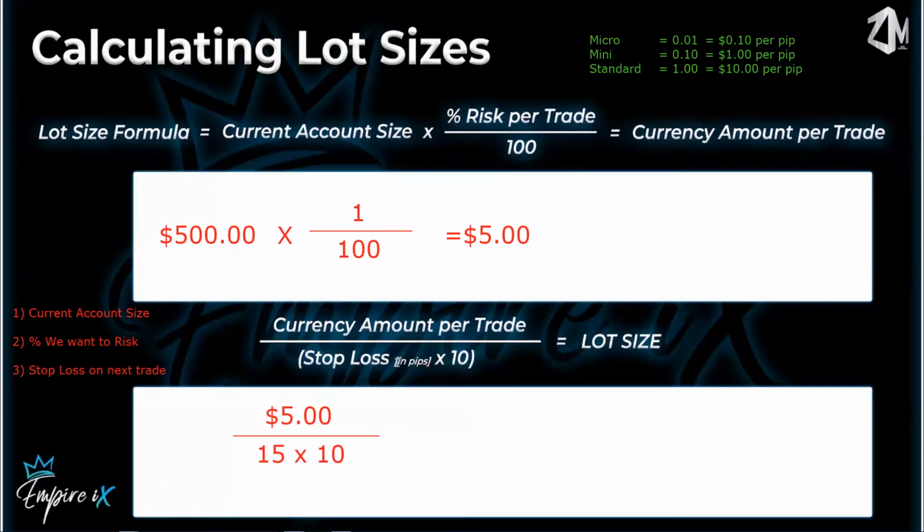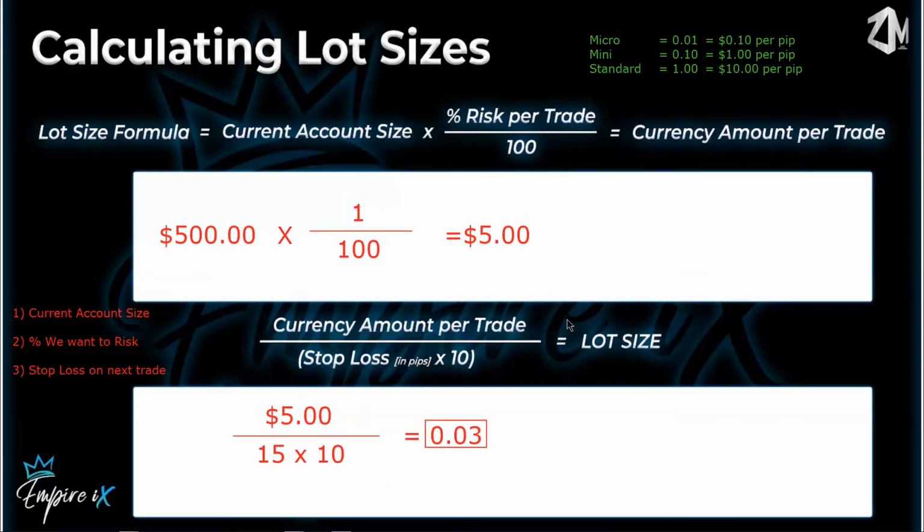So when we come down here and we calculate this, 5 divided by 15 times 10 is 150. So 5 divided by 150 is going to equal a 0.03 lot size. Okay, and this is our answer. Again, feel free to pull out a calculator and check my work, but this is what we're going to be using on the very next trade.